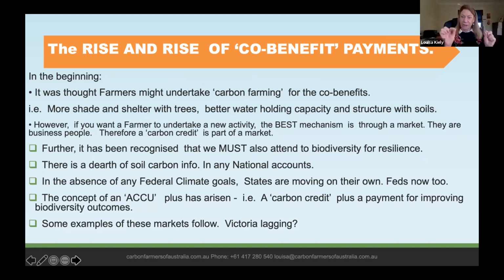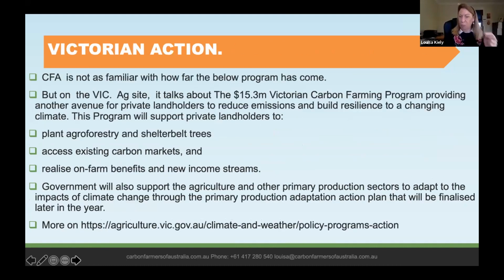So, just to remind ourselves again, these are our reminder ones of the rise and rise of co-benefits. This is the stuff you need to keep your ear to the ground on. If you subscribe to my newsletter, I keep people up to date on things like that, but potentially not by state. So it is important to understand what your states are doing. And we had a look at what your Victorian Ag was saying. However, it's not developed yet. And so you do need somebody to keep their eye on it, potentially make calls to find out when this is going to happen. You want to be at the forefront, because 15.3 million is not that much money when it comes down to who they're going to fund. So you want to be at the front of that, but not forgetting that the federal sphere is very important as well.